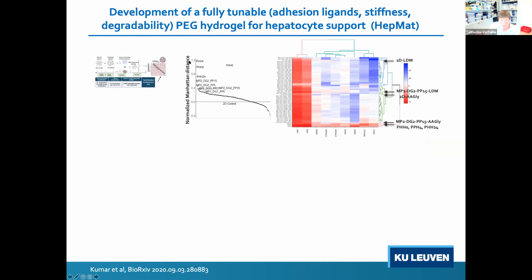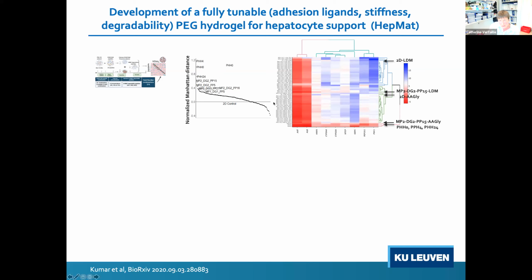When we do this, we can rank order the different hydrogels and try to figure out which hydrogel seems to be closely linked to primary hepatocyte phenotype. This is RT-qPCR for a limited number of genes, but that was then confirmed for a much larger complement of genes, as well as CYP3A4 function. We found this hydrogel, and it doesn't matter too much what the letters are, but MP2, DG2, PP15, that seemed to make cells that were most closely related to primary hepatocytes.